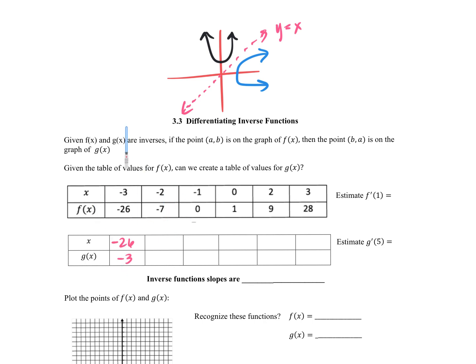If f and g are inverses, I made you this cute little table for f and g. What would g's point here be? -2, 0, 1, 0, 9, 2, 28. You guys are good.